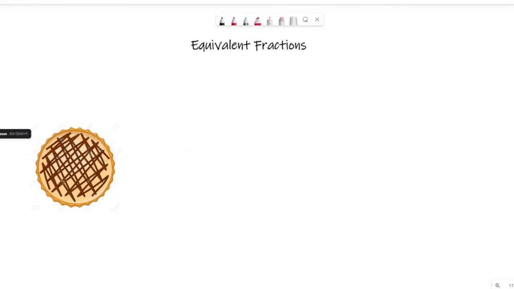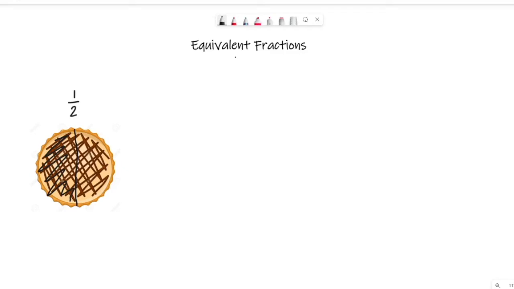Today we are going to learn about equivalent fractions. As we all know, a fraction is a part of a whole. So let's say we have this cake, and I divide this cake into two equal parts. If I say I want to eat this part, what fraction will this part give you? This part denotes one part out of two.